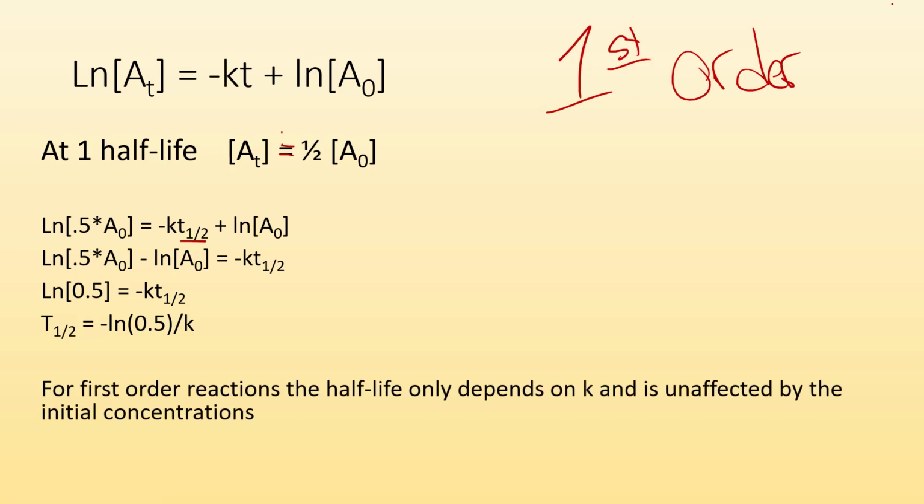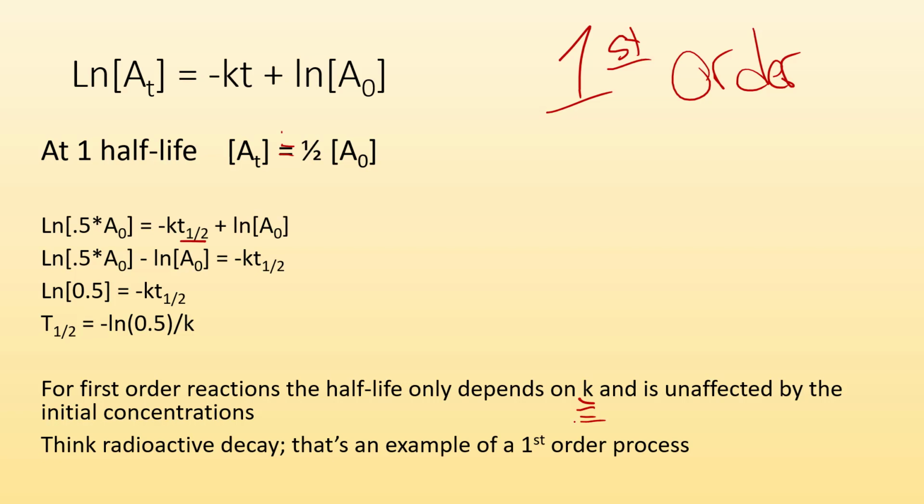You can tell by the equation that the half-life for first order reactions only depends on k, and it's unaffected by the initial concentrations. This is a lot like what you may already know about radioactive decay. It doesn't matter how much you start with, the half-life is the same regardless. You start with 100 grams of carbon-14, the half-life is always going to be the same. You could have 1,000 grams of carbon-14, and the amount of time it takes for half of it to decay will always be the same for first-order reactions. It only depends on k.